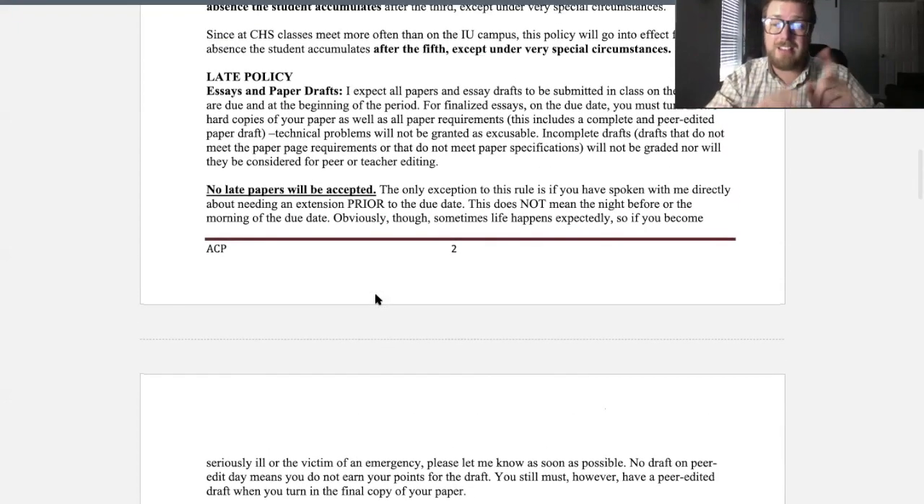Late policy, that's a big one, okay? This is different than a lot of courses you've probably ever taken. Maybe you had a teacher in the past that said, I will never accept late work. Well, guess what? IU policy is that no late papers, and I want to bold it here. No late papers are accepted in this course, okay? So a deadline is a deadline is a deadline when it comes to the papers.